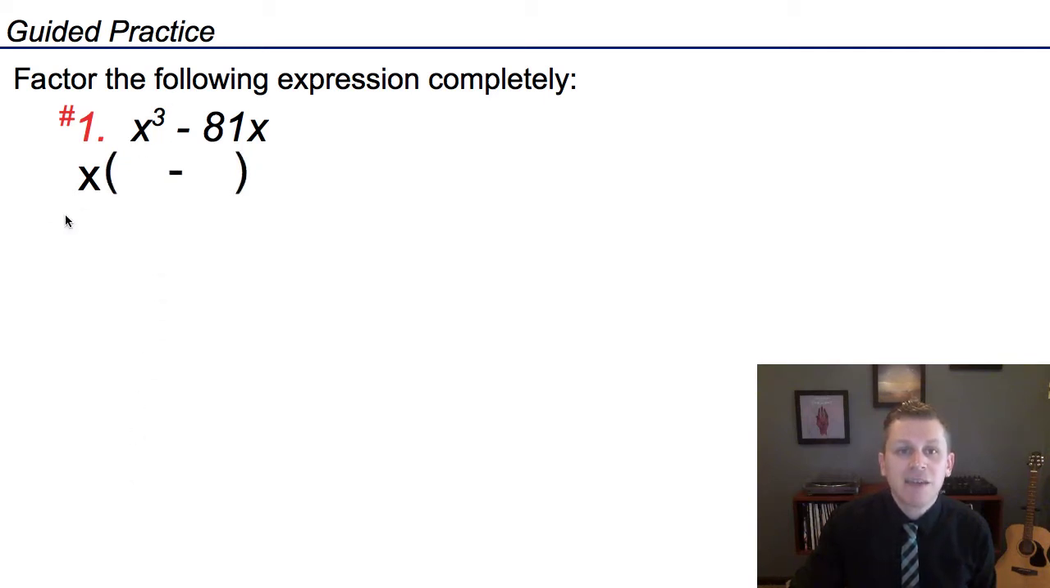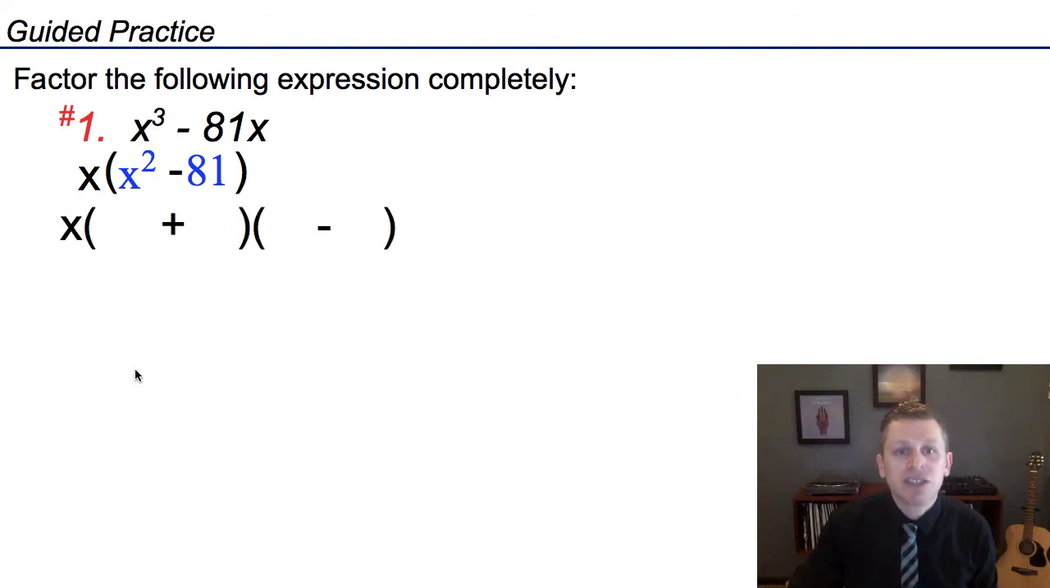X cubed divided by x is going to be x squared. 81x divided by x is just 81. Now I look at the remaining expression here, this piece that's in blue, x squared minus 81, and decide what type of factoring is that. Well, that type of factoring is the difference of two squares, or dots, because I can see I have a difference, I have two terms, and they're perfect squares. This x I'm not going to touch.